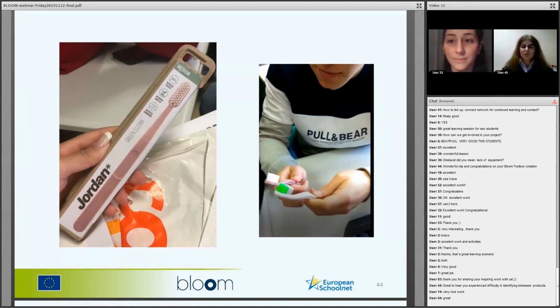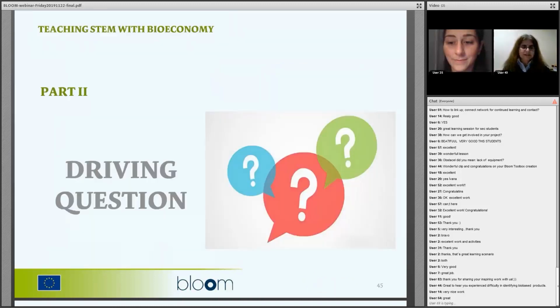bioeconomy. And to further increase interest in this area, we decided to show at the end two toothbrushes of the same brand, a bio-based and a traditional one. Let me tell you that they could not really tell which is which, because there was no difference, not even in the price. It was more or less the same price.